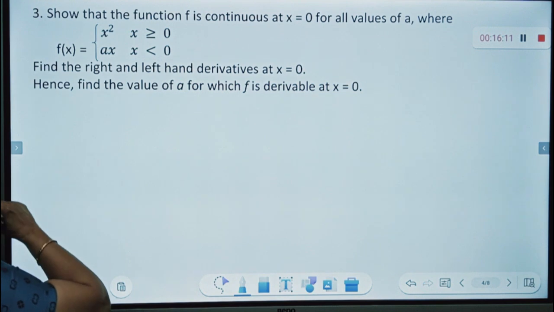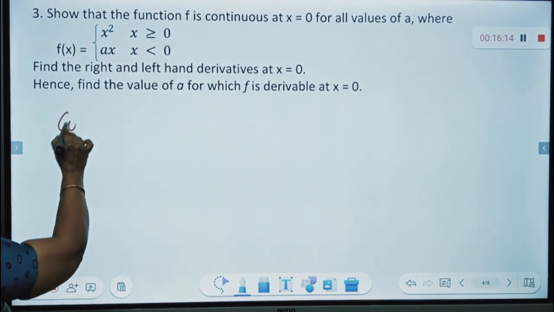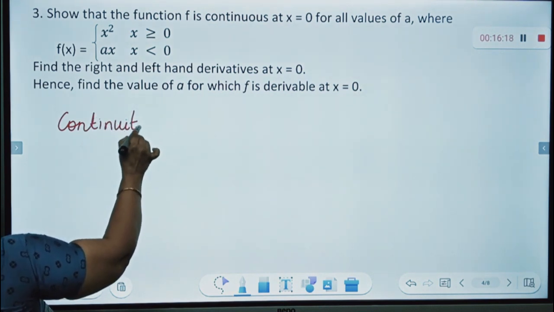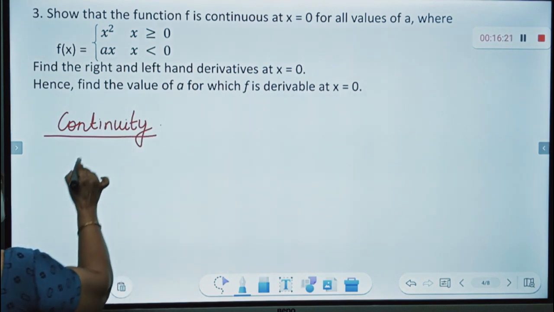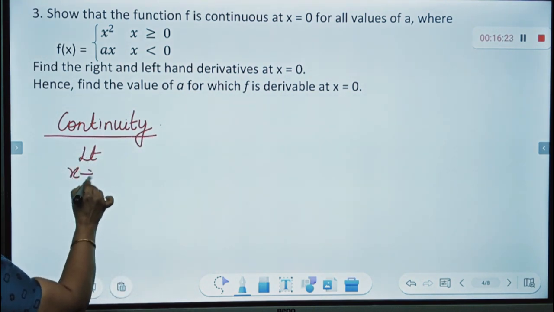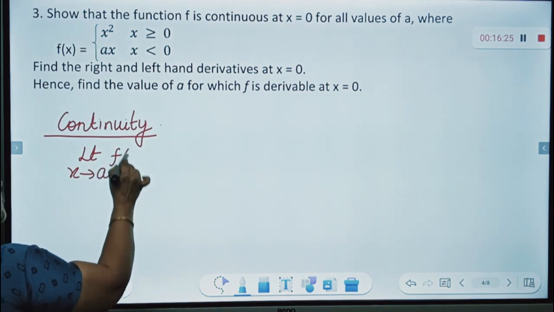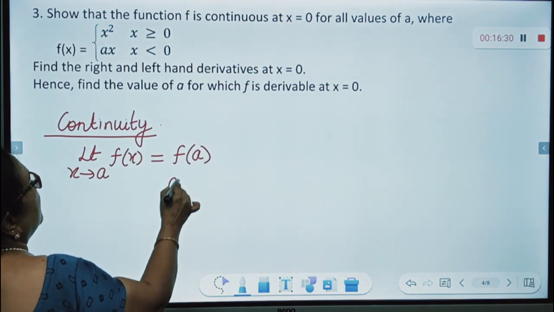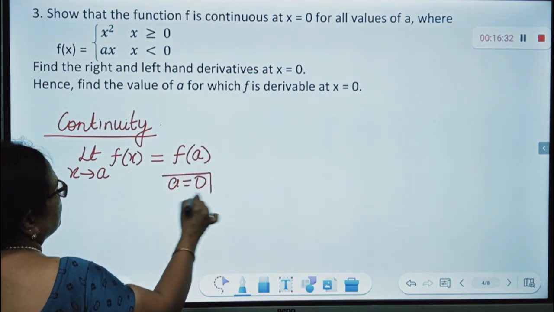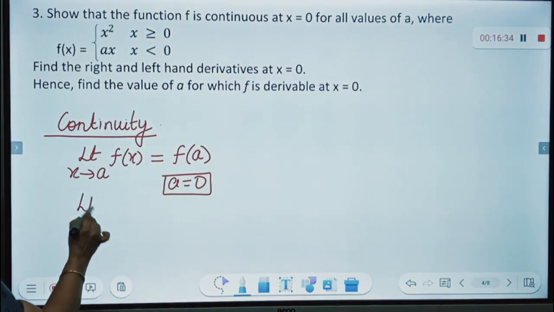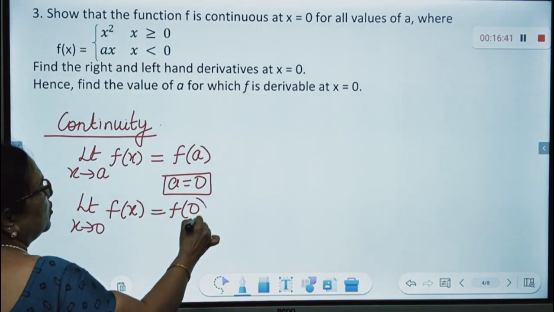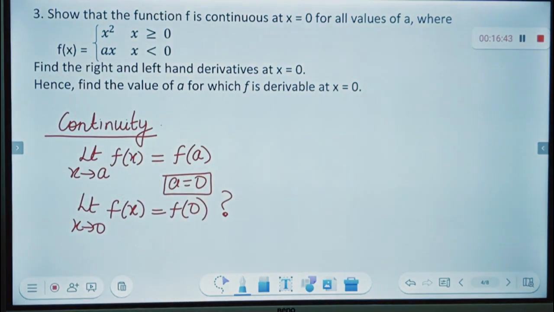So first we have to check what? Continuity. To check continuity, what you have to check? Limit x tends to a of f of x equal to f of a. Here what is a? At 0. So limit x tends to 0 of f of x equal to f of 0. Is it true? This is what we are checking.